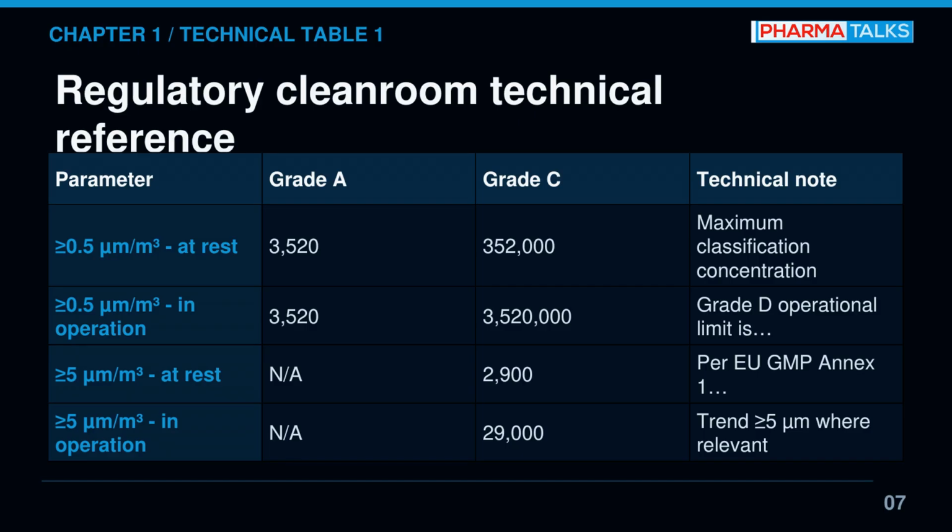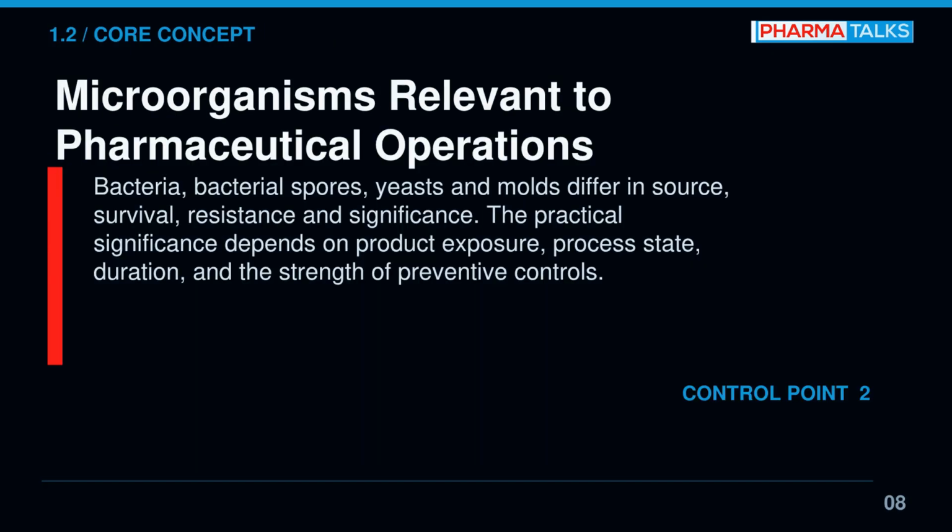Microorganisms relevant to pharmaceutical operations. Vegetative bacteria, bacterial spores, yeasts, and molds differ in their sources, survival characteristics, resistance, and pharmaceutical significance. A low count of an unusual or resistant organism may be more important than a higher count of expected facility flora. Identity, recovery history, sample location, and product susceptibility should always be evaluated together with the final count.